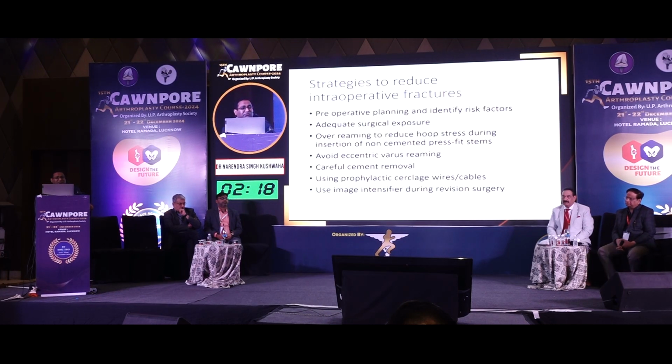How to reduce these risk factors? Good preoperative planning. Identify risk factors, good surgical exposure, under-reaming to reduce hoop stress during the insertion of uncemented press-fit stems, avoid eccentric varus reaming, careful cement removal, use prophylactic cerclage wire or cables, and use image intensifier during revision surgery if required.